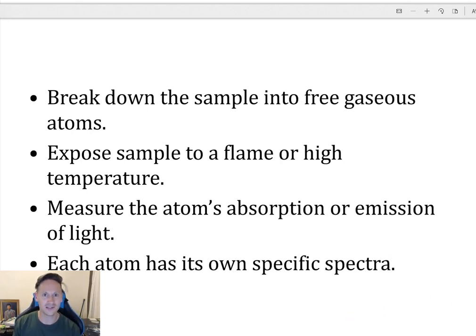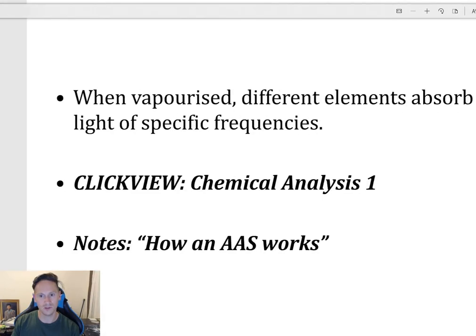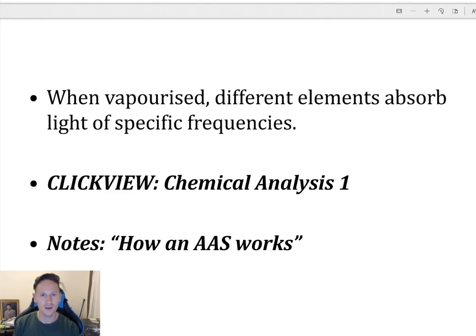So every atom has electrons in a unique configuration, and the position of those electrons leads it to produce different wavelengths of light when the atoms in the sample are excited. In this case, we're talking about heating things up, which will excite those atoms. So when vaporized, different elements absorb light of specific frequencies.